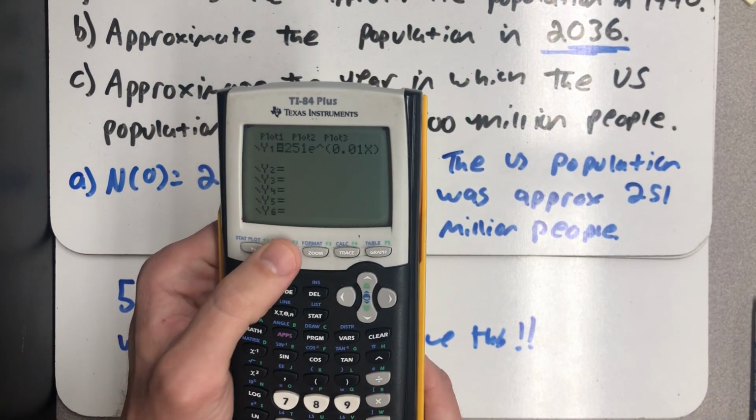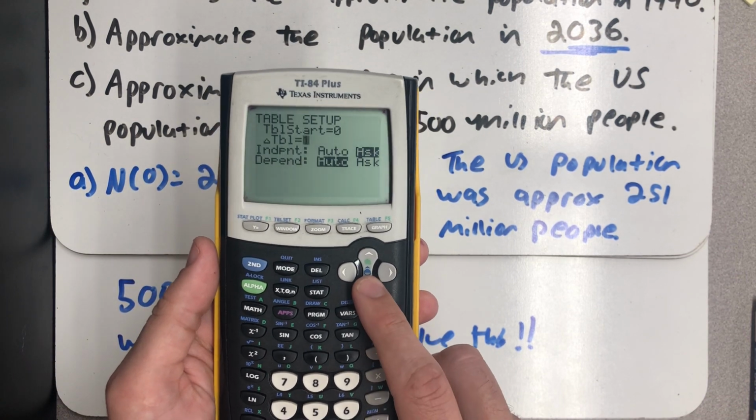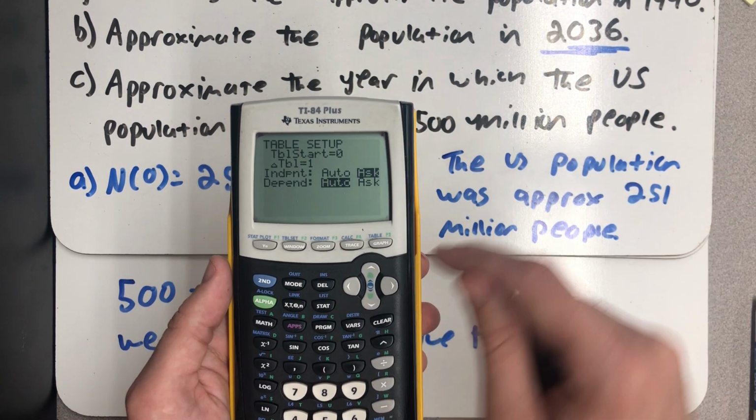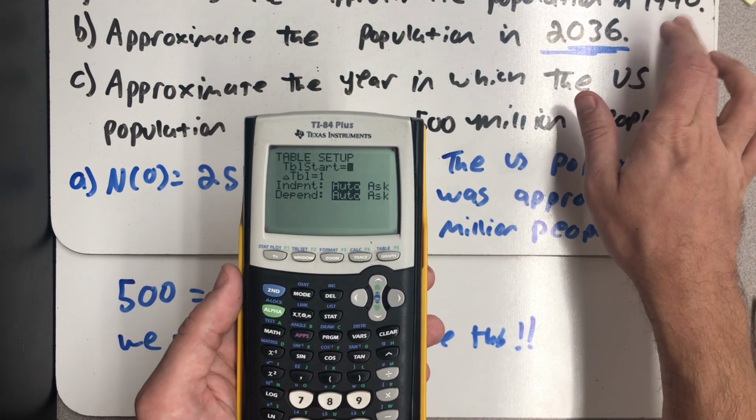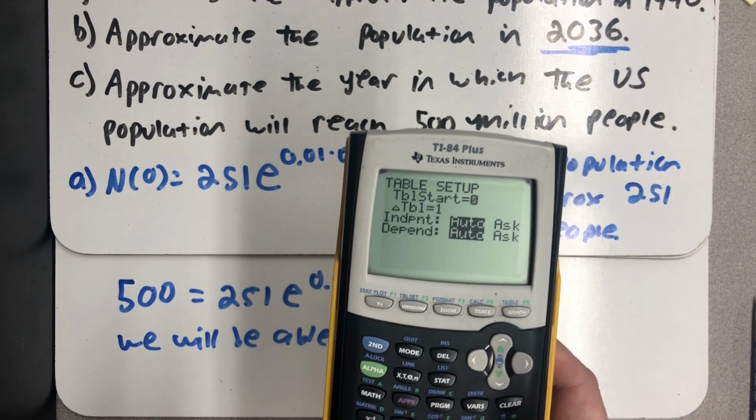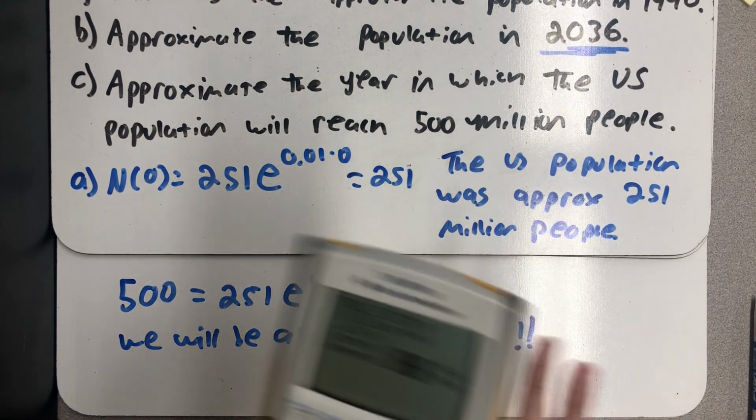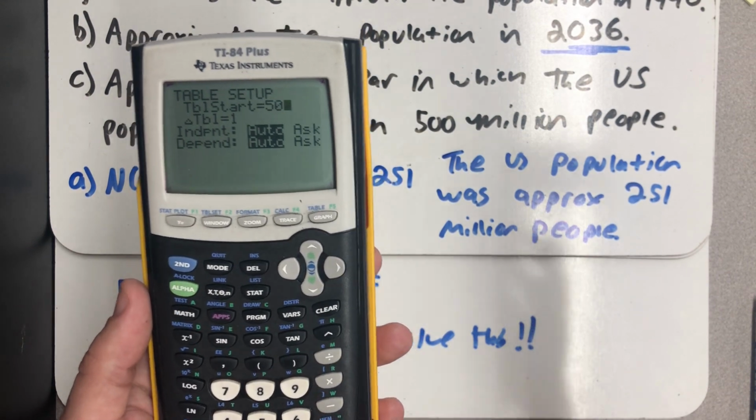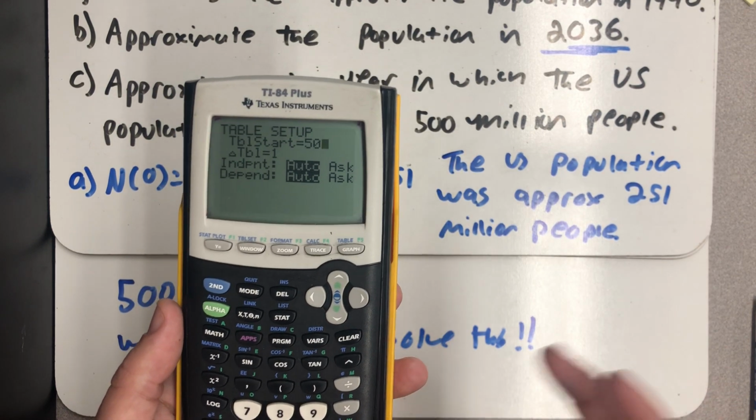But first I'm going to hit second and go into table setup by hitting the window button. Most of the time when I'm using the table, I like to ask things: I put in the x's, it tells me the y's. But I'm going to make it be auto. I don't want to start at 0. That would correspond to 1990, and I know the population there was 251 million, about half of what I'm looking for now. In 2036, there were 398 million people. So I'm just going to start it at 50 years since 1990, and I'm thinking that might be closer to where I'm going.